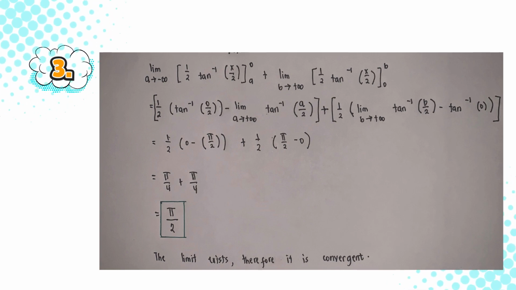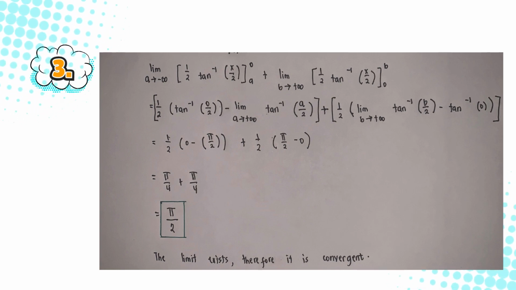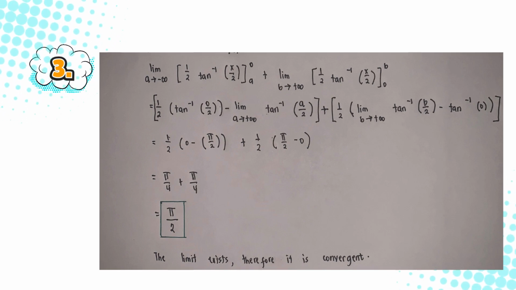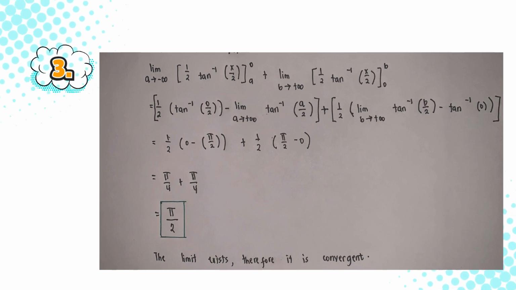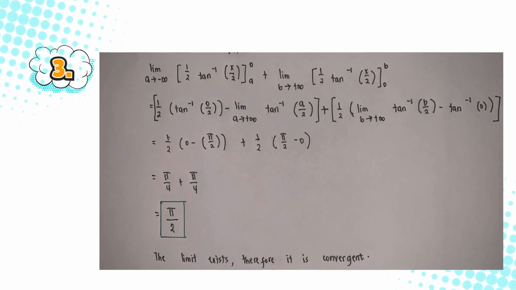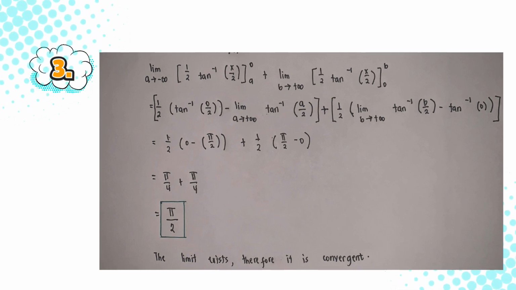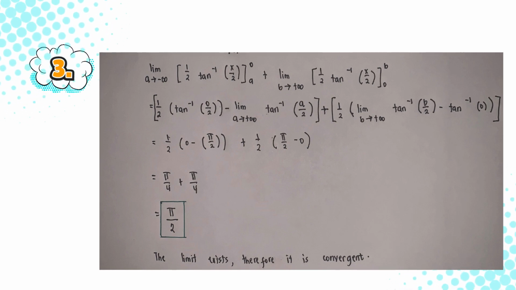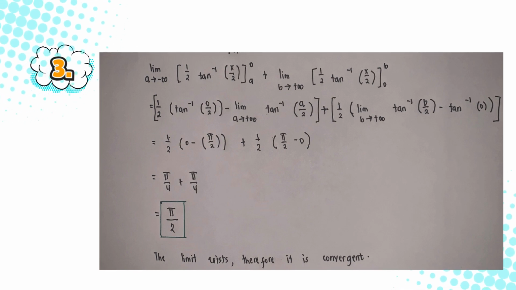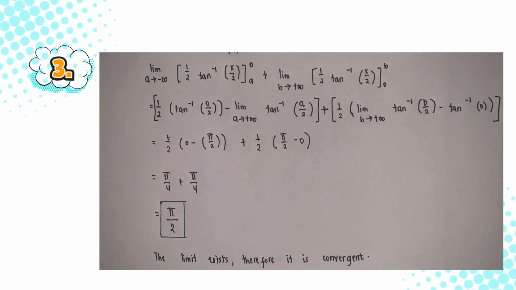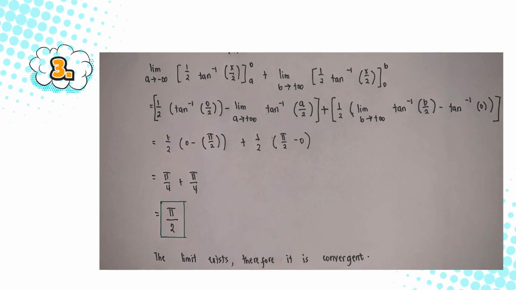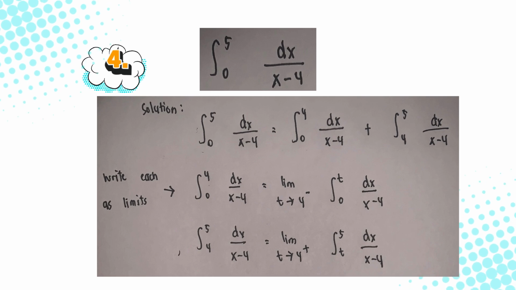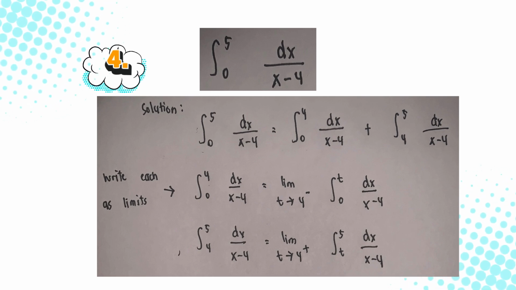So equals 1/2 times 0 minus negative pi over 2, and that is pi over 4, plus pi over 4, is equal to pi over 2. So the integral of dx over 4 plus x squared from negative infinity to positive infinity is pi over 2. The limit exists, therefore it is convergent.